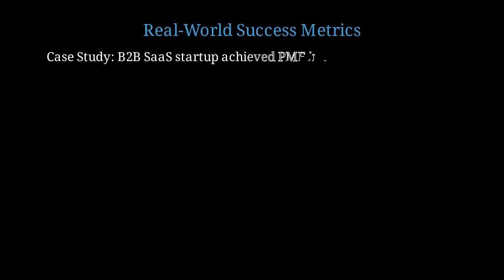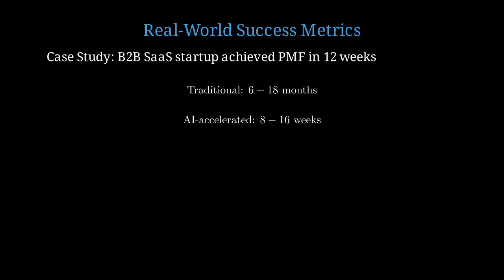Let's look at real-world success metrics from companies using this framework. Case study. A B2B SaaS startup achieved product-market fit in 12 weeks using this framework. They ran 12 weekly experiments, pivoted 7 times, and found their winning hypothesis in week 9. Traditional validation timelines, 6 to 18 months. AI-accelerated validation, 8 to 16 weeks. This is a 4 to 8 times reduction in time to product-market fit.